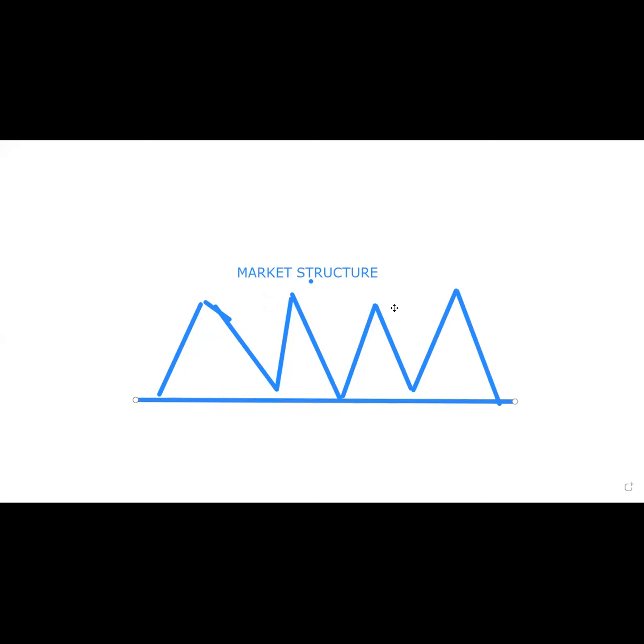But for a range, why it's important to pay attention to a ranging market is this. Remember the last point you wrote, I said you need to pay attention to the boundaries so that you can know when it's breaking.